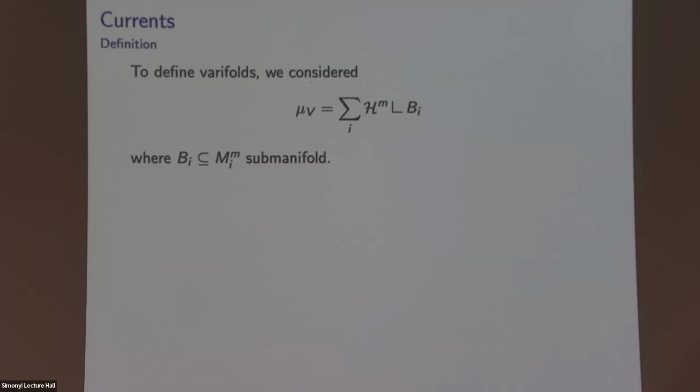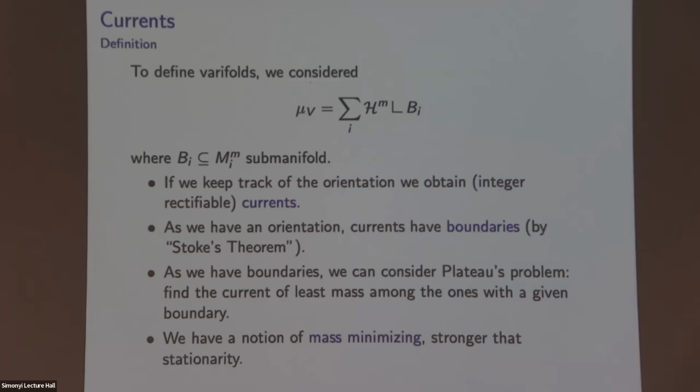This is because the varifold definition does not require anything about orientation. But you can keep track of the orientation in a sense. And if you do it like this, you obtain some sort of oriented varifold. This is actually defined as a current. Again, you should call them integral currents, but let me say currents.